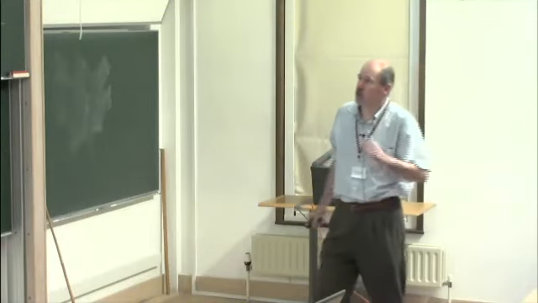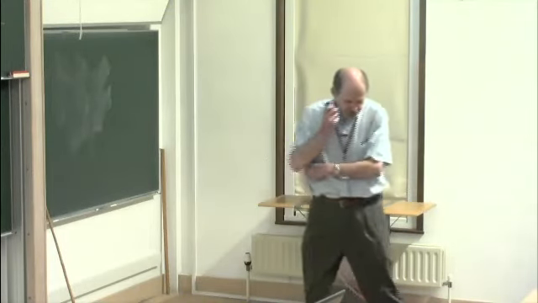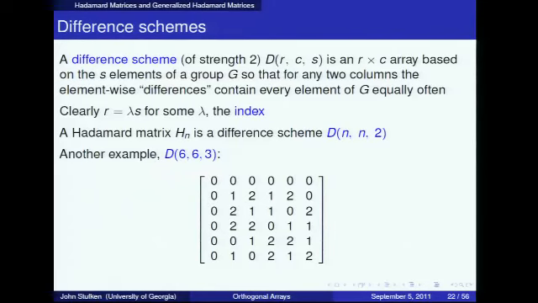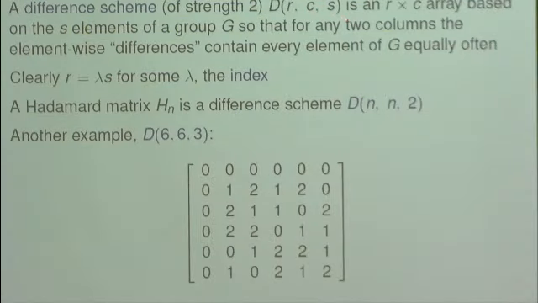Perhaps a little bit less known is a generalization of that idea, and this refers to what are called difference schemes. And I'm talking about difference schemes of strength 2 here. So it's a matrix, D(R, C, S): R rows, C columns, S symbols, based on an abelian group G of size S, with the property that if you look at any two columns, and you look at the element-wise differences of the entries in those two columns, then you'll see every element of that group appear equally often as a difference.